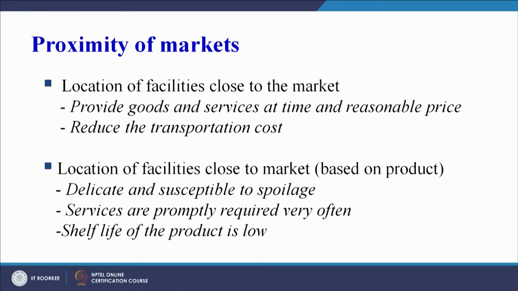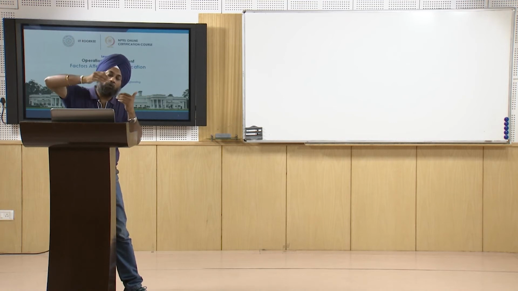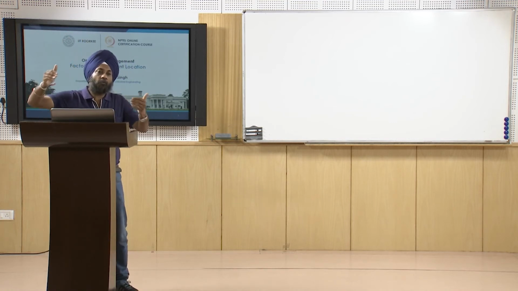Similarly, if it is susceptible to spoilage, suppose we make a product and it has a shelf life of 3 days only, and most of the customers are in a particular state, we must try to decide the location of our manufacturing facility within that state only. Because if the shelf life is 3 days and we make it 2000 or 2500 kilometers away and it has to be transported by railways, it may take maybe 48 hours to travel this 2500 kilometers distance.